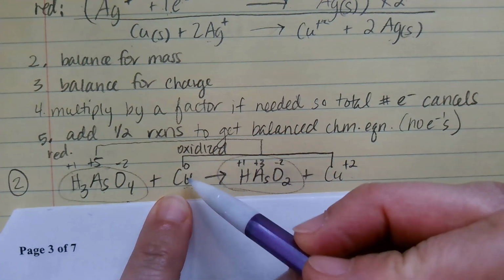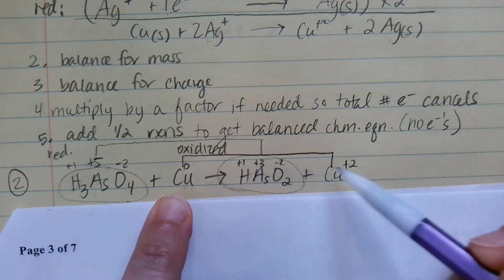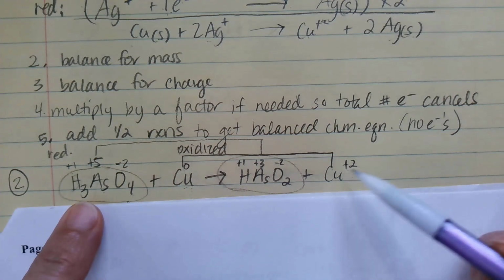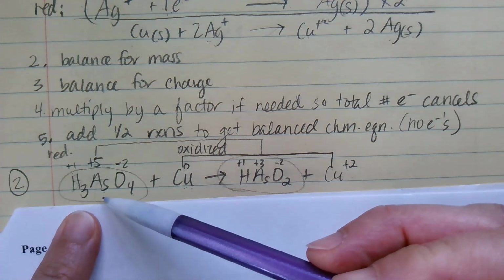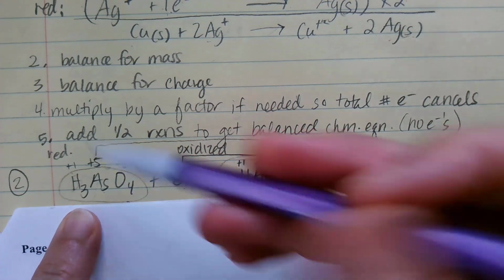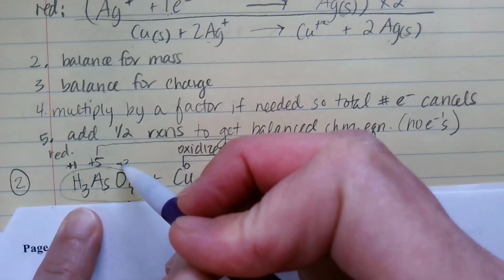And over here, copper plus 2. So I must have lost electrons to go from 0 to plus 2. So that's what's being oxidized. So we're just going to assume that my other species is what's being reduced, but we still need to assign oxidation numbers. Hydrogen is always plus 1. Oxygen is always minus 2.